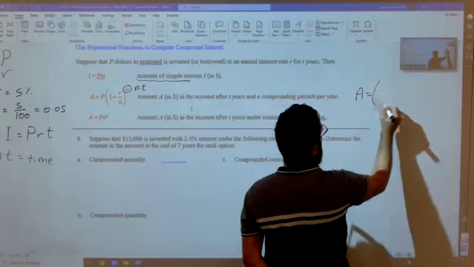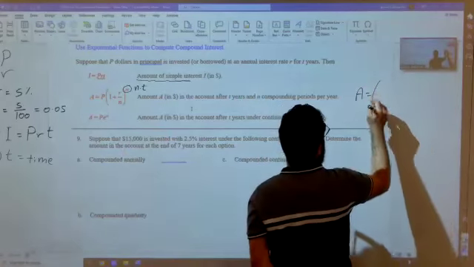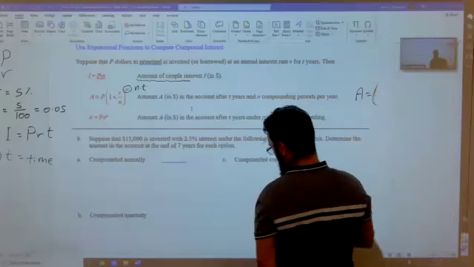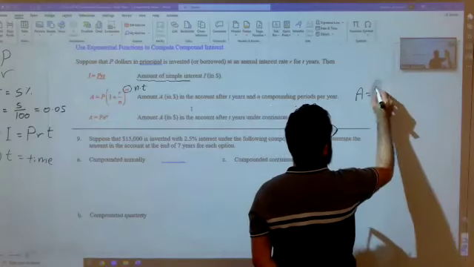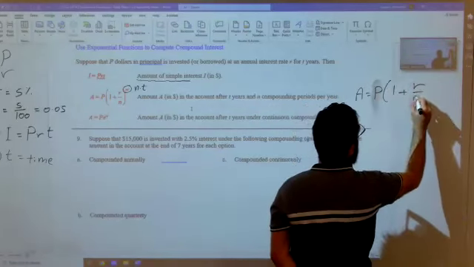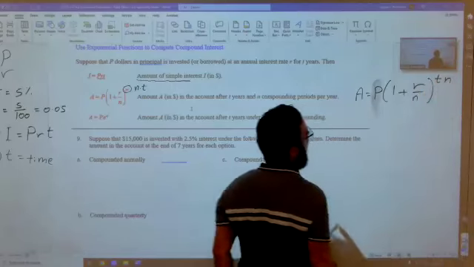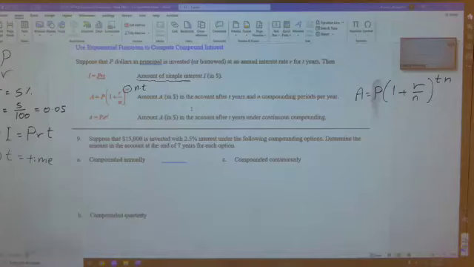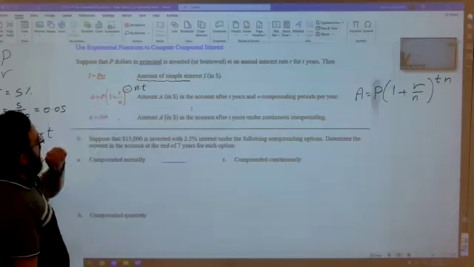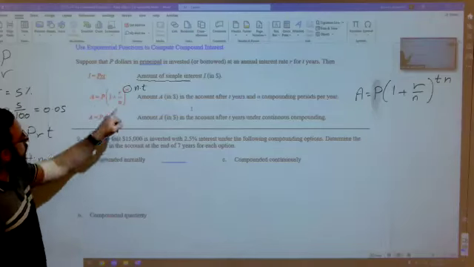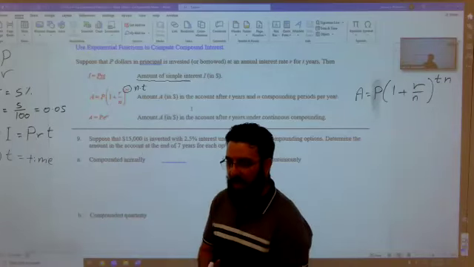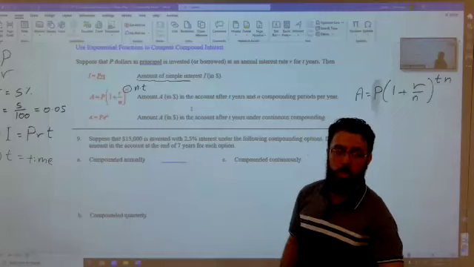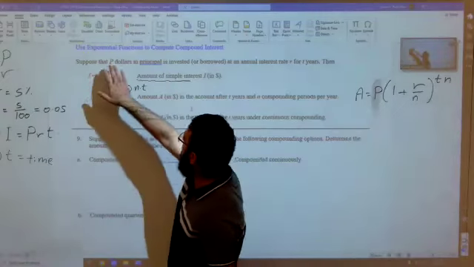So the formula is, let's write it down here. A equals P, look at the P, P times (1 plus R over N) to the power of NT, N times T. So that's the formula. Now P is the deposit, R is the interest. What about N? N is the compound. And they're going to tell you when it's not simple interest.